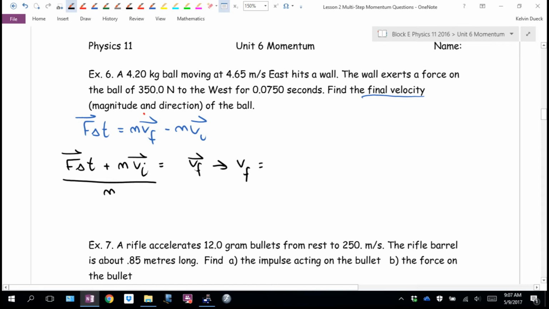What's the force? 350? What's the time? I'm not going to put the 0 on the 0.075, right? Plus, what's the mass? Are you ready? The initial velocity can't be 4.65. Can anybody see why the initial velocity can't possibly be 4.65?